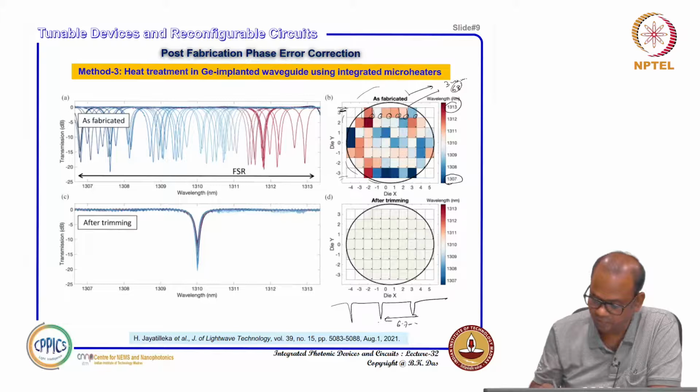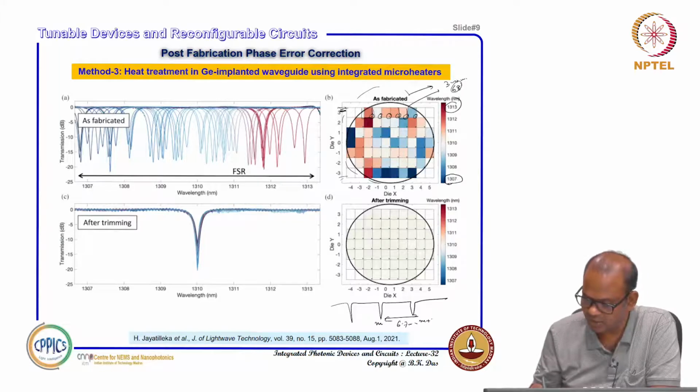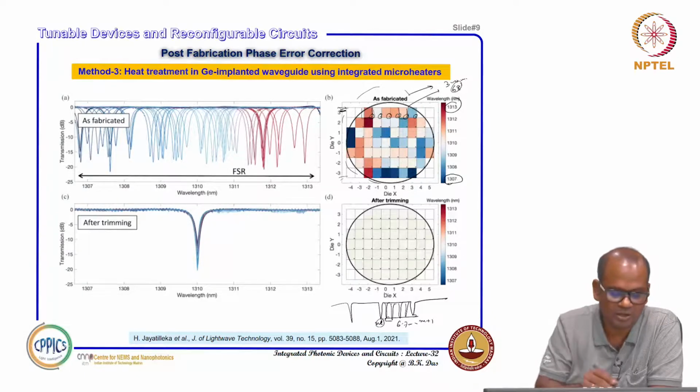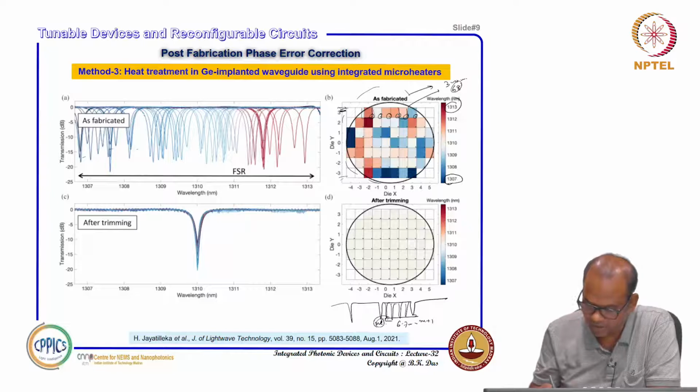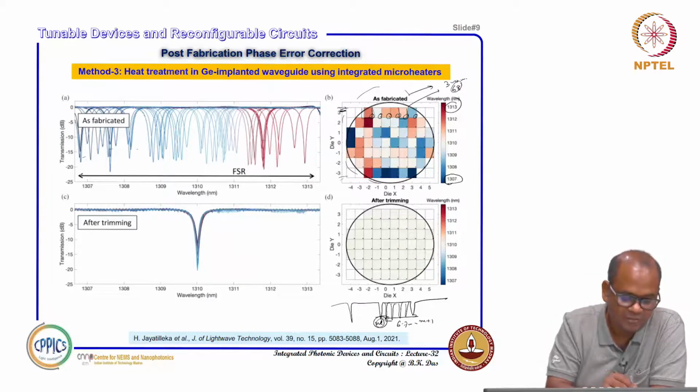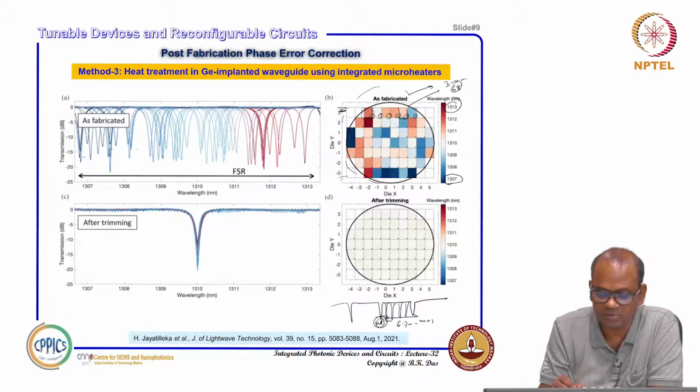That means if this is the mth order, this is the m plus 1th order, right? If a particular micro ring resonator is resonating at this wavelength here, a neighboring resonator may be here, another resonator may be here, another here. It is shown as fabricated, for 68 different micro ring resonators. If you see their transmission characteristics, you see the mth order resonance varying from 1307 nanometer to 1300 nanometer everywhere.